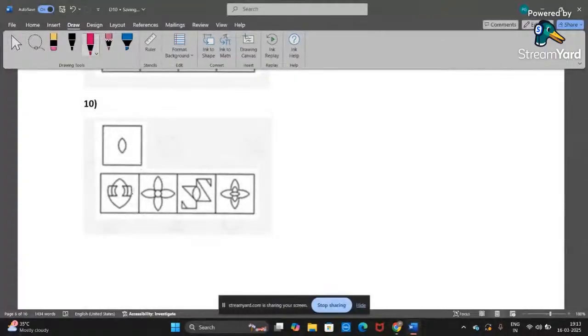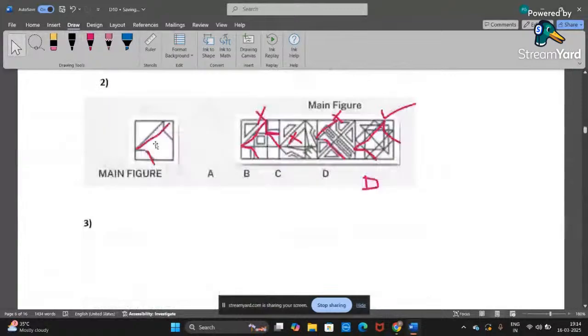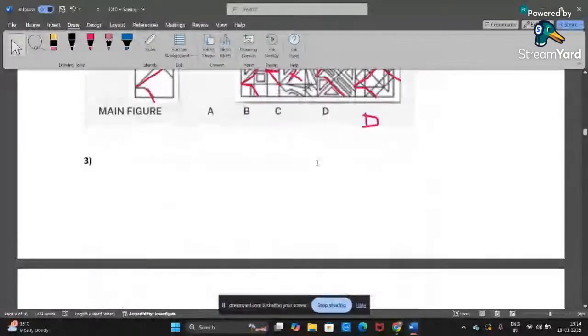This one is very simple. See, this figure is not completed here, so this is not the option. Here it is in a different shape and here it is a circle, and this is also not the right answer. Here, yes, it is very similar to this. So this figure is embedded in option C. So this is the right answer. These are the types of questions we are going to get in visual reasoning.